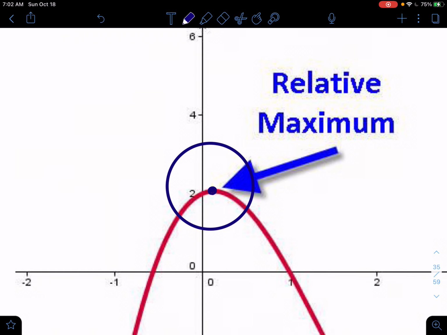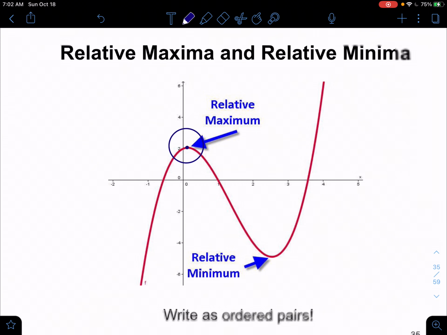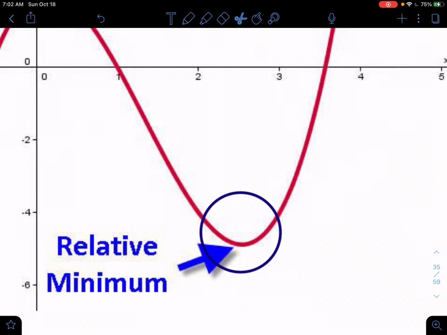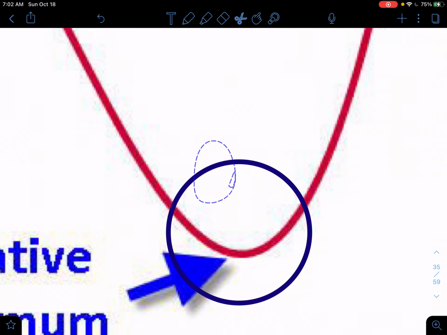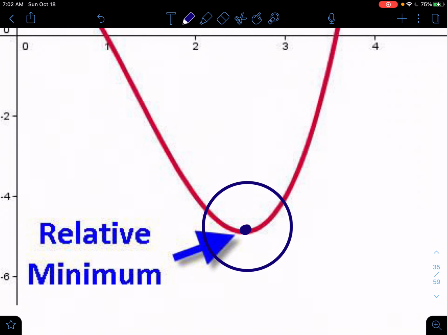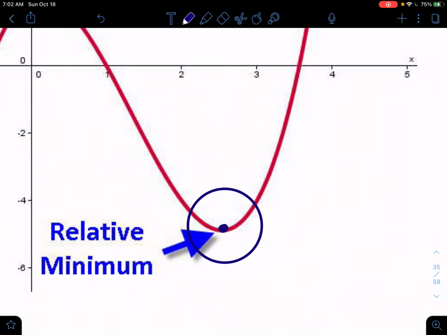And the reason we call it a relative maximum is because at this point, it absolutely looks like a maximum for our function. Now, similarly speaking, if I zoom in really close over here, right, it appears that my function kind of bottoms out and that this would be the bottom of the function. So again, we call this a relative minimum because we have this low point.